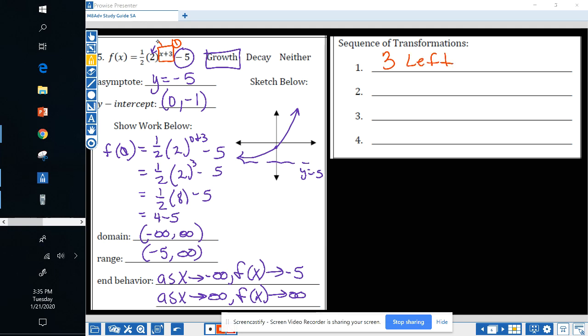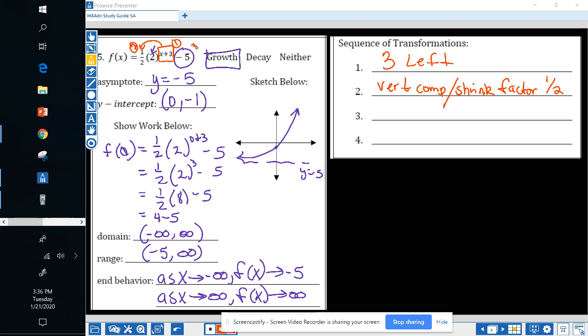Then we look at the a value. We talk about the value, whether it's been stretched or compressed. This has been vertically compressed down to the x-axis. So we're going to say a vertical compression or shrink by a factor of 1/2. Then you see if A is negative and you address that. It is not, so there's no vertical reflection. So that was step 2.